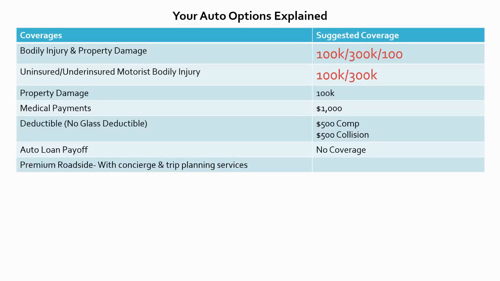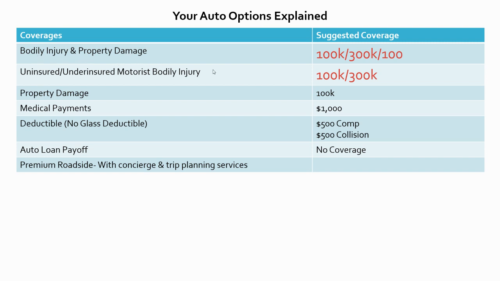In your insurance proposal, you will see coverages laid out in a chart just like this. This is just the example coverages, but we wanted to take a moment to explain to you what they actually mean. So often people will buy coverage based on price and not really understand what they're getting. So let's start at the top with bodily injury and property damage.